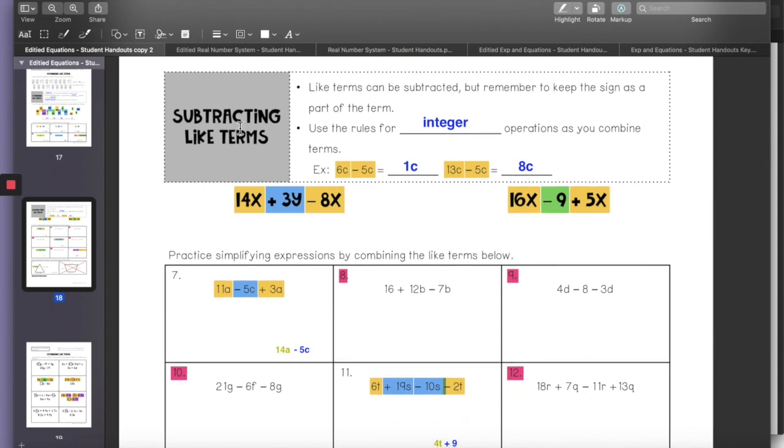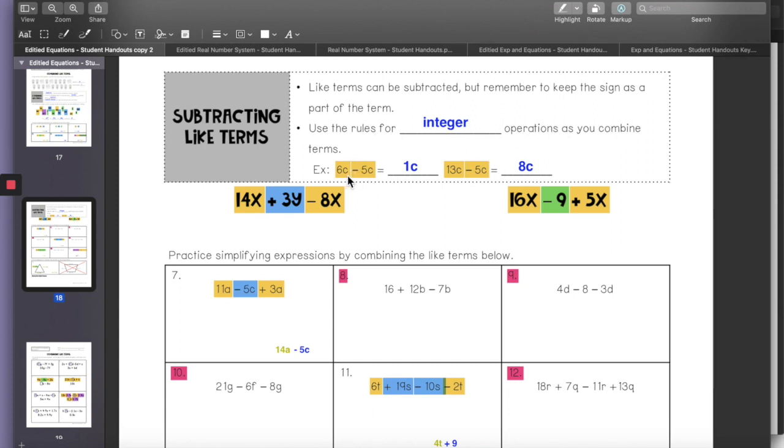So when we're subtracting like terms, right, like terms can be subtracted, but remember, keep the sign as a part of the term. So when they say keep the sign, what they mean is that, for example, 14x plus 3y minus 8x, plus is really the sign. This is a positive 3y, and this is a negative 8x. So we're going to use the rules for integer operations as you combine terms.